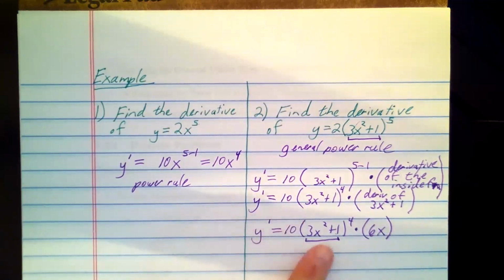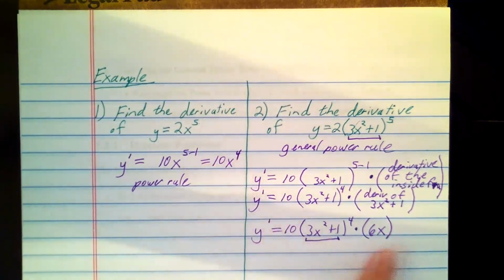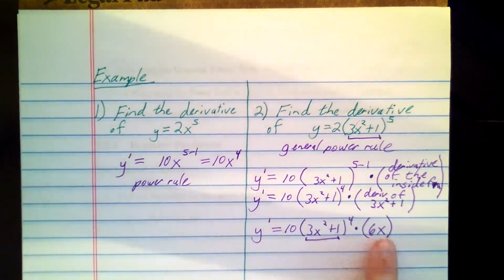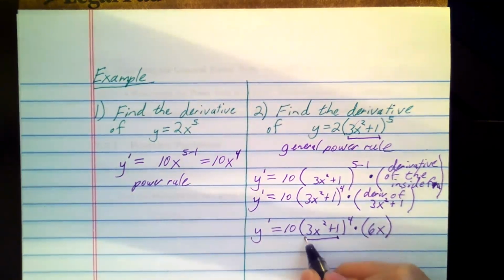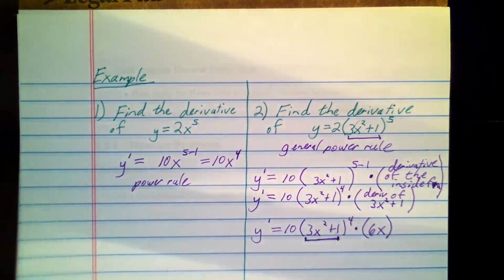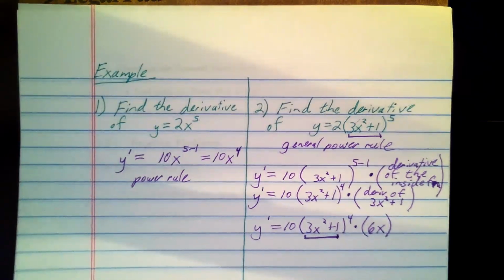So the general power rule is a power rule, but it's using that broader chain rule when you have something a little more complicated. It's all here in spirit though, power rule. 10, 3x squared plus 1 to the fourth times the derivative of the inside function. So we're going to get a bit of practice doing more examples like this.